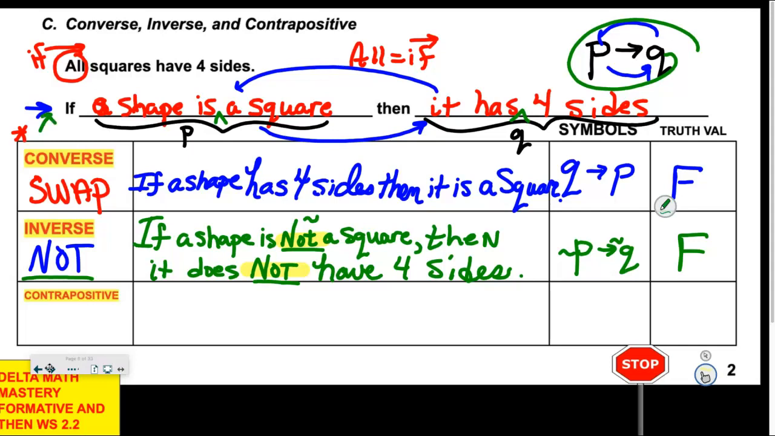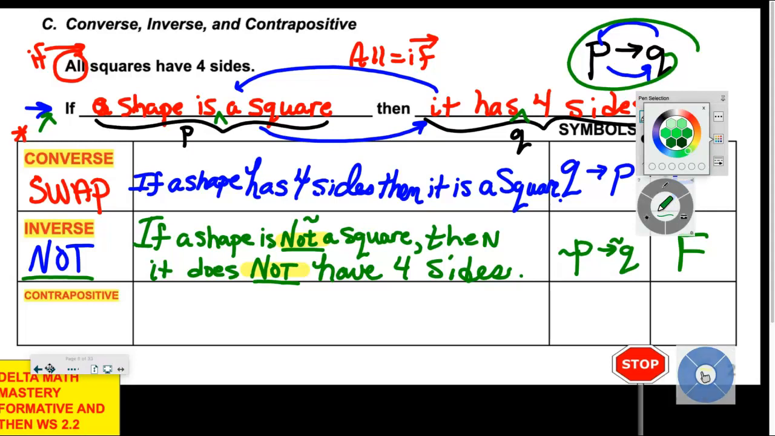I have my converse where I swap the if with the then, was false. I have my inverse, which negates the if and the then, which was false. And then lastly, let's choose another color here. There. So let's go. I'm feeling a little purple action. All right. So in purple, I'll talk about the contrapositive. It does both. I call it the swap and not. All right. So the first one, the converse, swaps. The inverse knots. The second one swaps and knots.